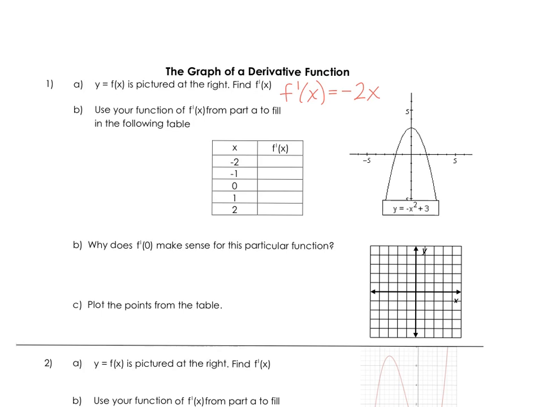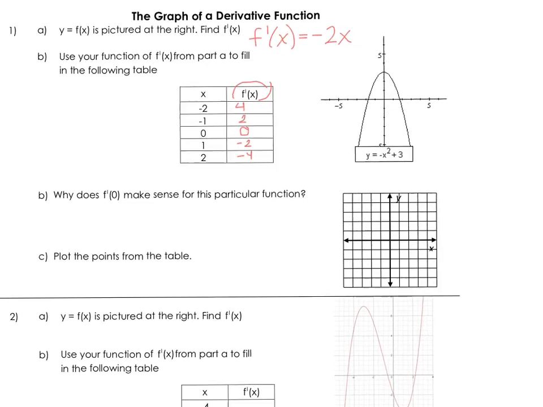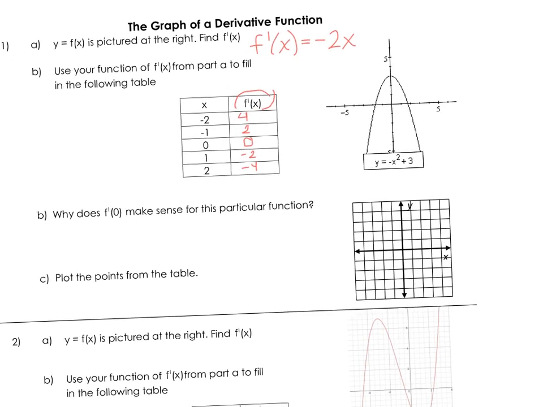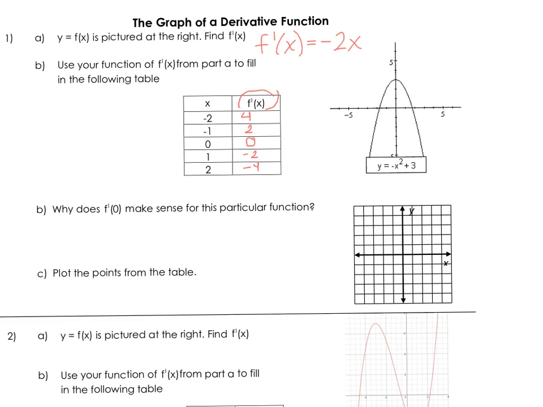Now, you're going to fill in the table. So take a second to fill in the table, plug negative 2 into there, and get your answer and fill in the table. I'm going to pause while I do that. You guys, pause this video and then do that. Okay, so my table is filled in from plugging those values into the derivative. I'm going to now answer the question, why does f prime of 0 make sense for this particular function?